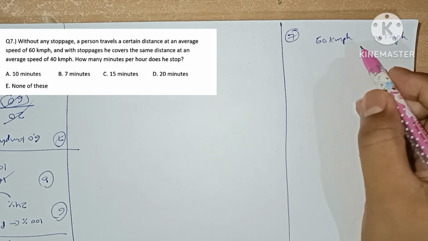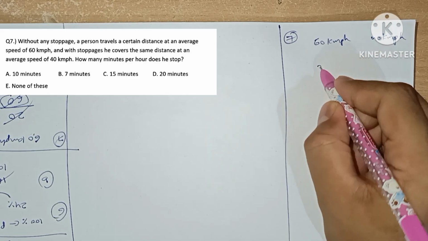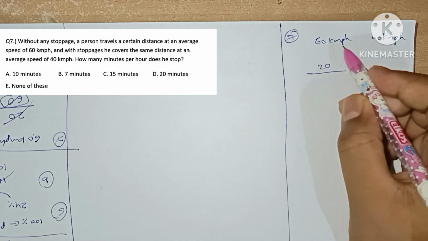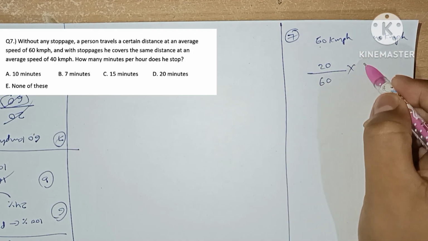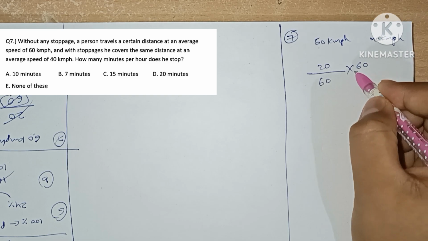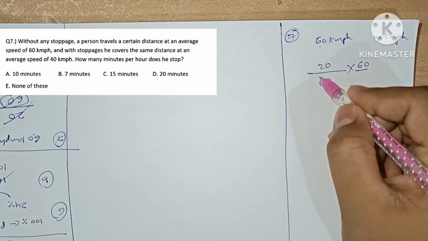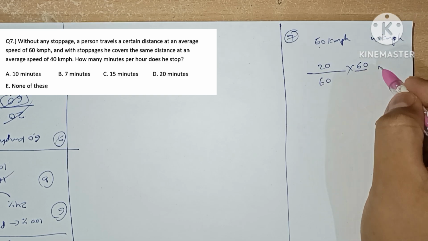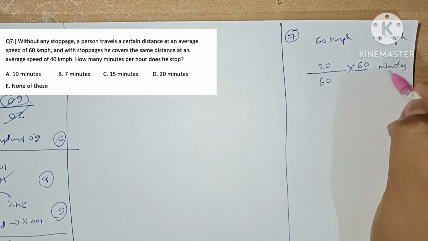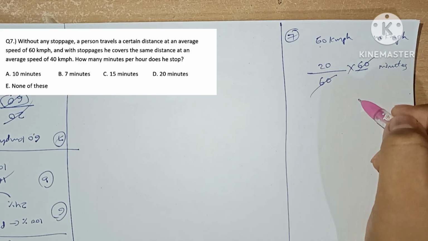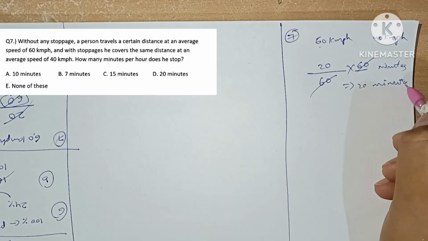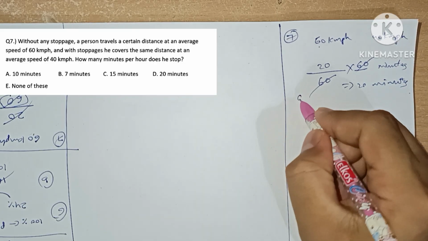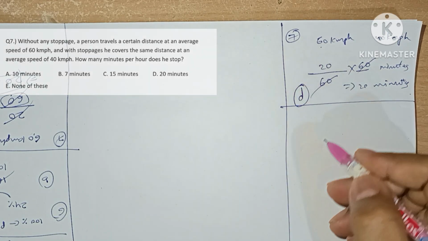So what we do is first we take the difference between these two, which is 20, divided by the highest value, which is 60, into time, which is 60 minutes. So we have converted this into minutes. 60 and 60 cancel, we are left with 20 minutes. So the answer will be 20 minutes. So option D is the answer for the 7th question.